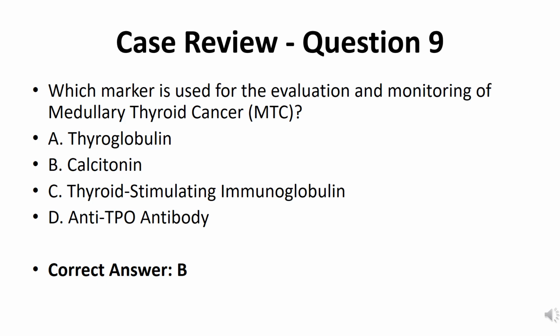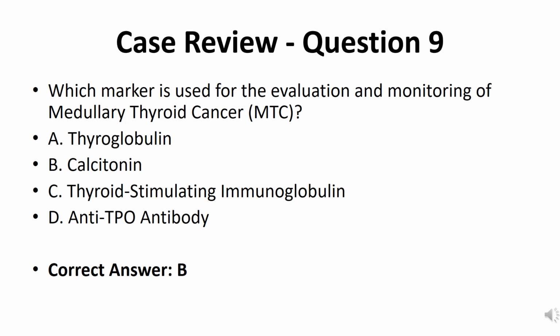Option C, thyroid-stimulating immunoglobulin, or TSI, is associated with Graves' disease and hyperthyroidism rather than thyroid cancer monitoring. Option D, anti-TPO antibodies, are commonly used in autoimmune thyroid disease, especially Hashimoto thyroiditis. They help evaluate thyroid autoimmunity but are not tumor markers.